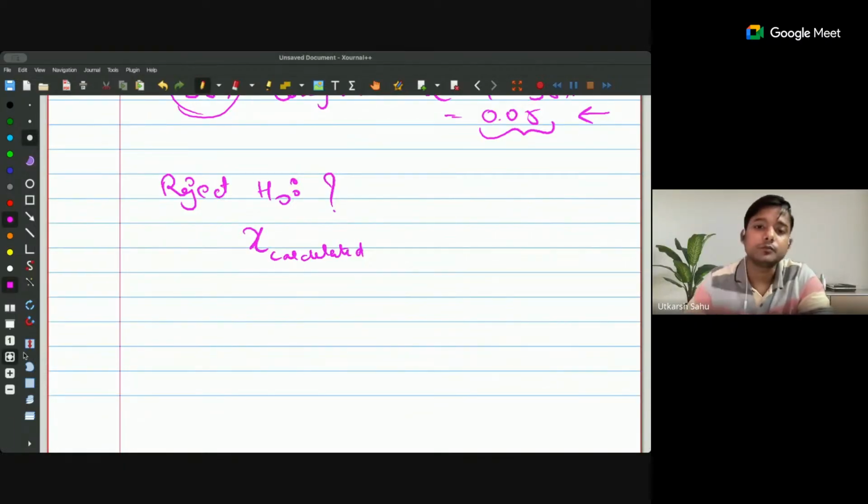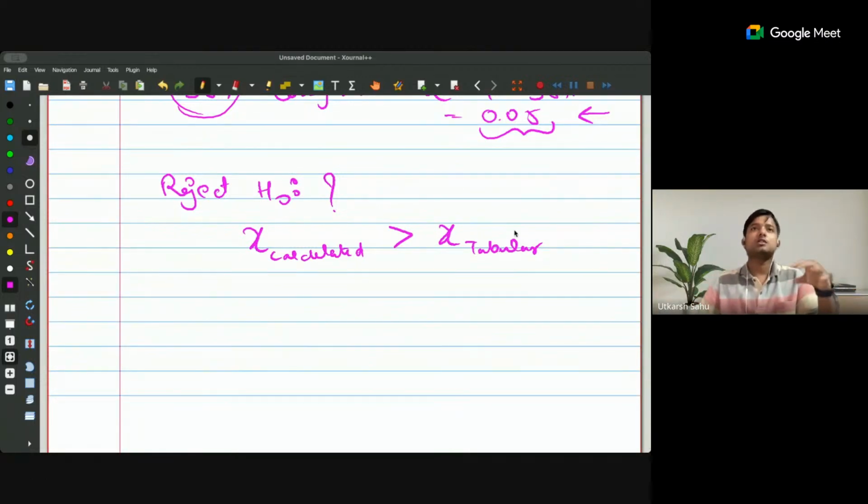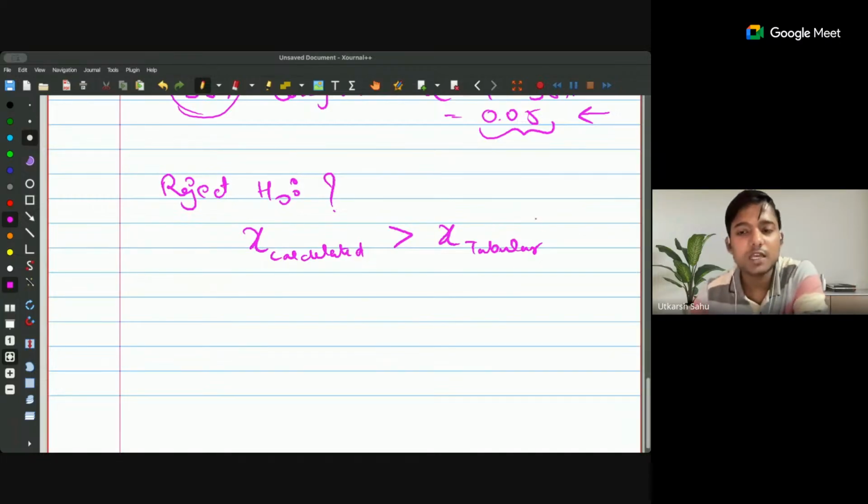Correct. So if calculated comes out to be greater than your tabular value, whatever you are taking from the table. In general, they don't ask you to do any numerical where you have to refer to the table. If they do, they will paste a screenshot, or they will give you some values. So know how to find the corresponding value. This tabular value will have degree of freedom this way, and the alpha value this way. So you should know how to read it.